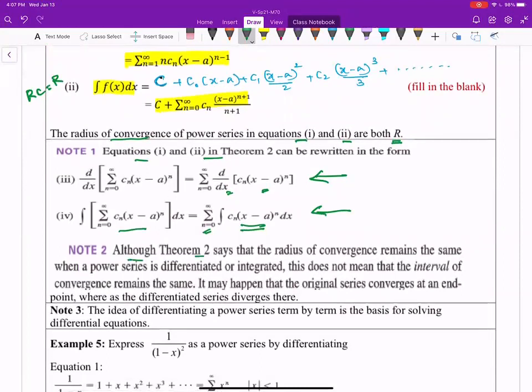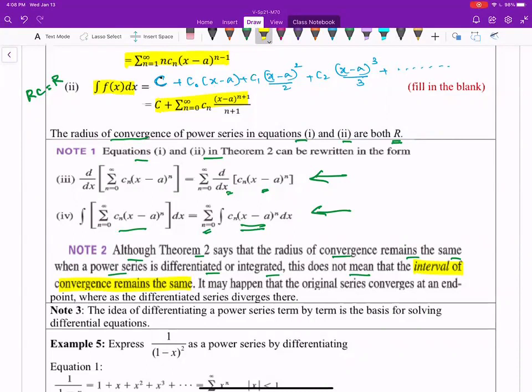Although Theorem 2 says that the radius of convergence remains the same when a power series is differentiated or integrated, this does not mean that the interval of convergence remains the same. Very important information: the radius of convergence is the same for the original function, the derived one, and the integrated one, but the interval of convergence is not the same. It will differ at the endpoints.